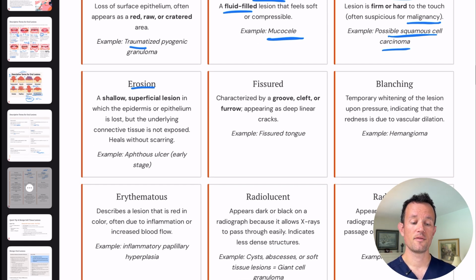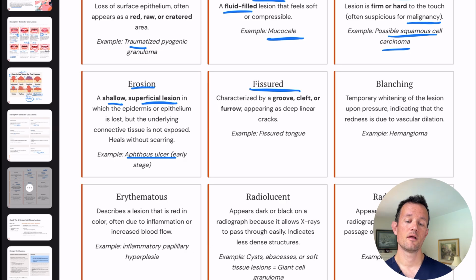Erosion. That's a shallow, superficial lesion. It's not going through the connective tissue, it just exposes the connective tissue. The aphthous ulcer in the early stage is an example of early erosion, right?